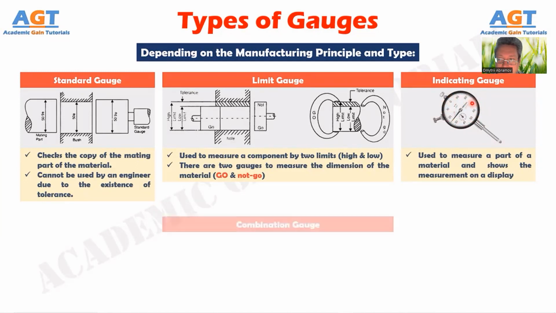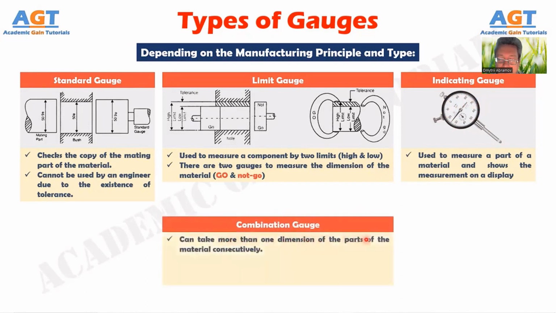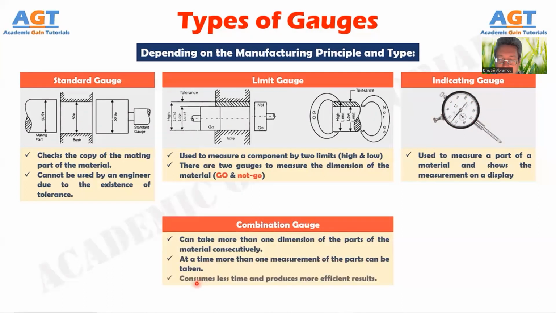And combination gauge. A combination gauge is defined as the gauge which can take more than one dimension of the parts of the material consecutively. It is very useful, as more than one measurement of the parts can be taken at a time. It consumes less time and produces more efficient results.